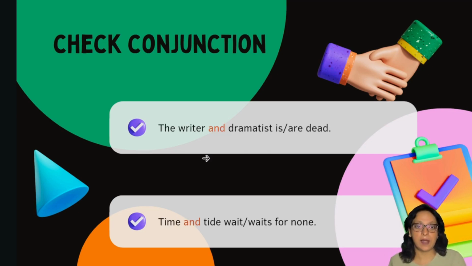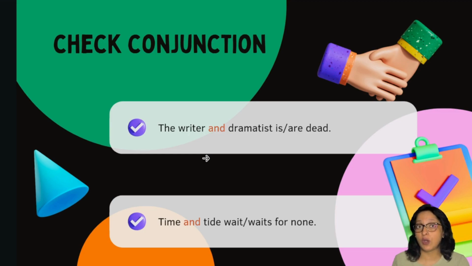Let's take this example. The writer and dramatist is or are dead. In this sentence, there are two subjects. So ideally, the writer and dramatist are dead. I think that is the right. What do you think? Isn't it? If there are two subjects joined by a conjunction, then the verb becomes plural because there are two subjects.